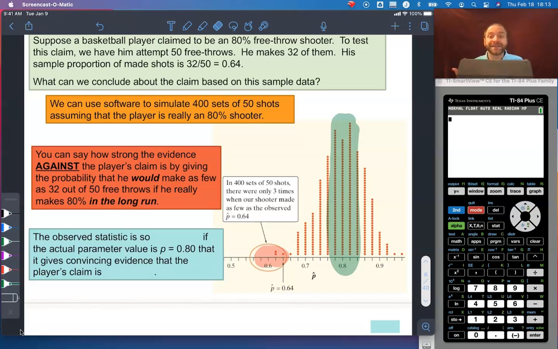So our observed statistic here is so unlikely. It's in that tail. It's got a small chance of occurring if the actual parameter p equals 0.80 was true, that it gives evidence against his claim. It gives evidence that his claim is not true.